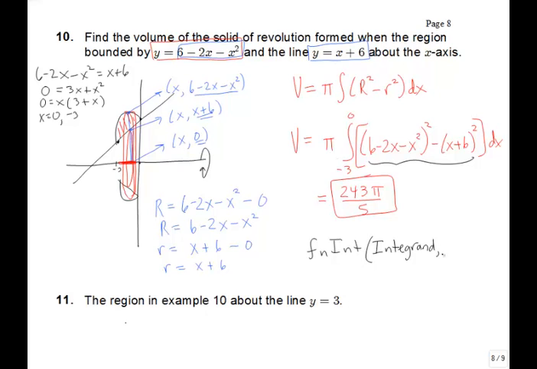Once you've typed in that whole formula, then you're going to need to do a comma followed by x, and that tells the calculator that you're supposed to be integrating this integrand with respect to x. And then we're going to tell it what bounds to use. So your a and your b, where the a is your lower bound, so that would be this -3, and the b would be your upper bound, which is this 0. So let's try this out.